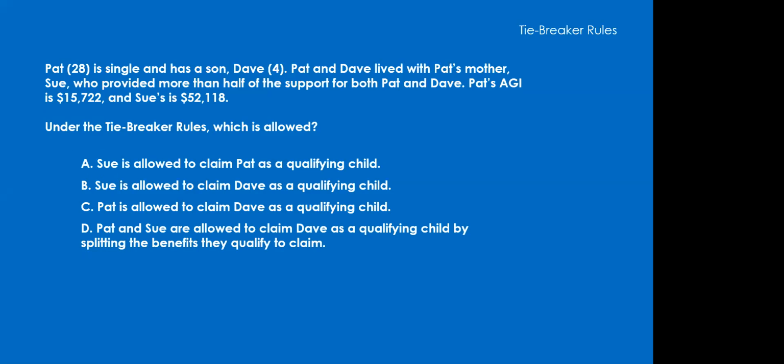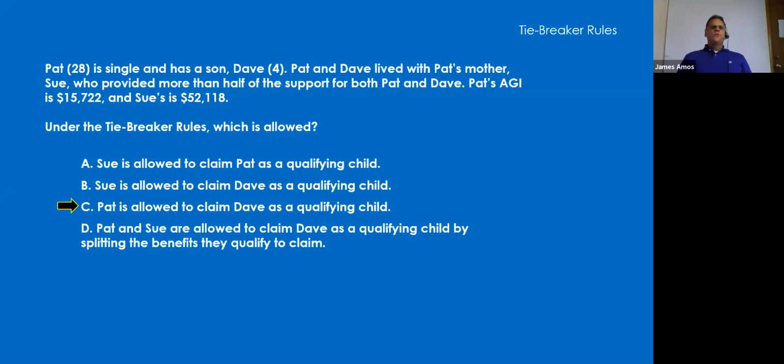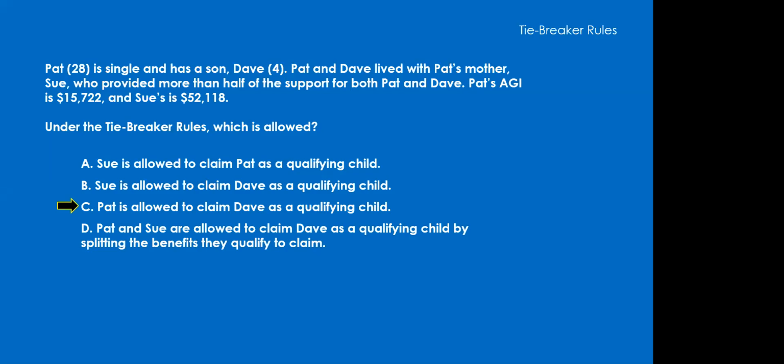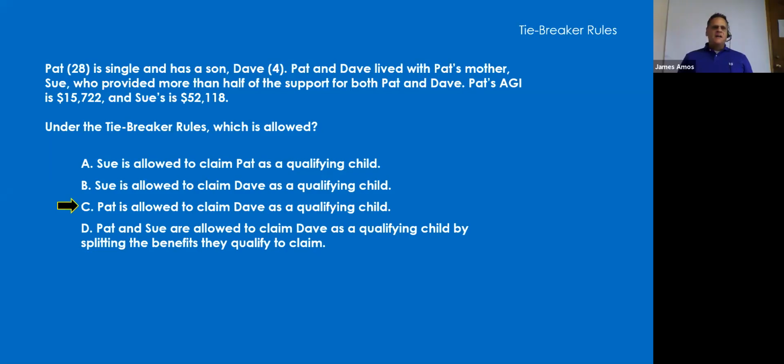Pat is allowed to claim Dave as a qualifying child. That's right. And which of the four tiebreaker rules makes that possible? The parent rule. That's exactly right. Only Pat is the parent. Hey, if Pat agreed to give Sue, Pat's mother, the right to claim the child, could he have?